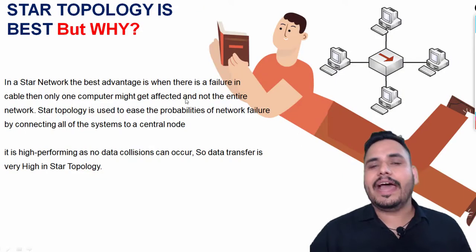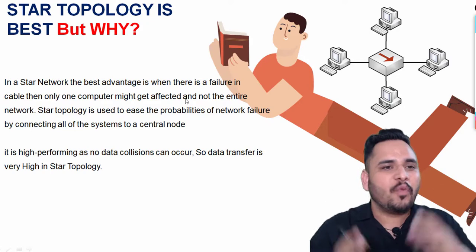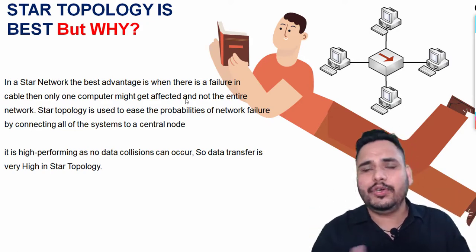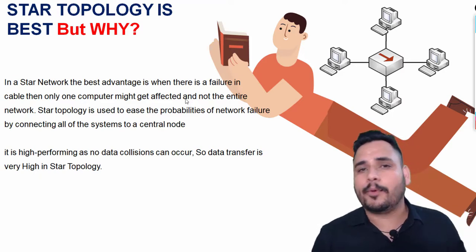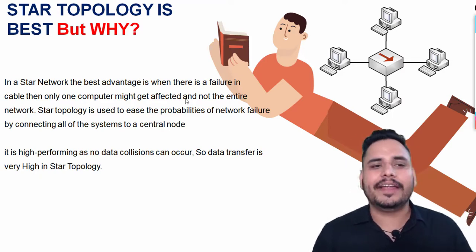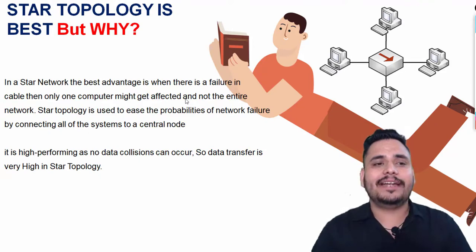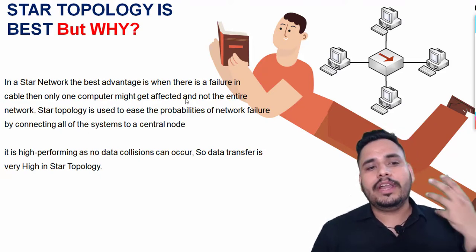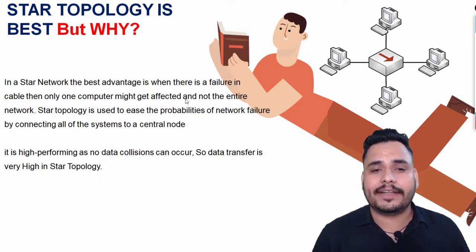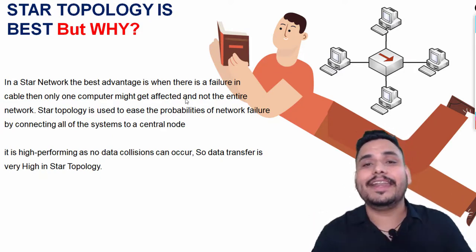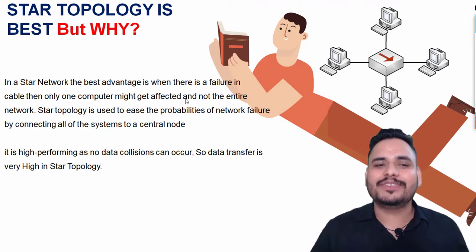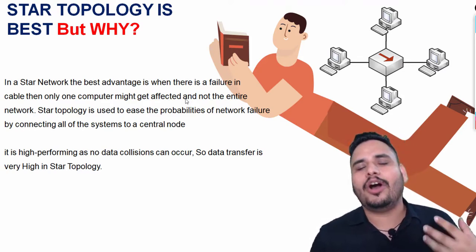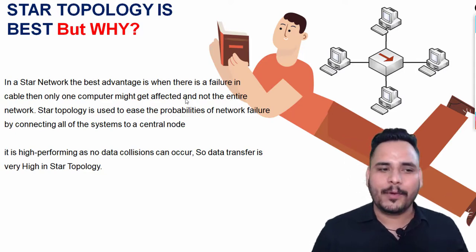So in our next slide, we want to discuss why star topology is best and why it is used nowadays, and there is no problem like bus and ring topology. The best advantage of star topology is that when there is a failure in a cable, then only one computer might get affected, not the entire network. Star topology reduces the probability of network failures by connecting all the systems to a central node.